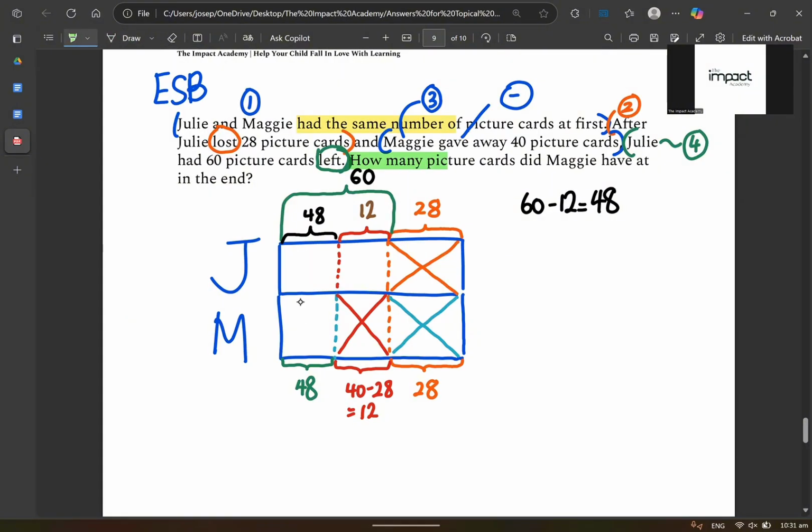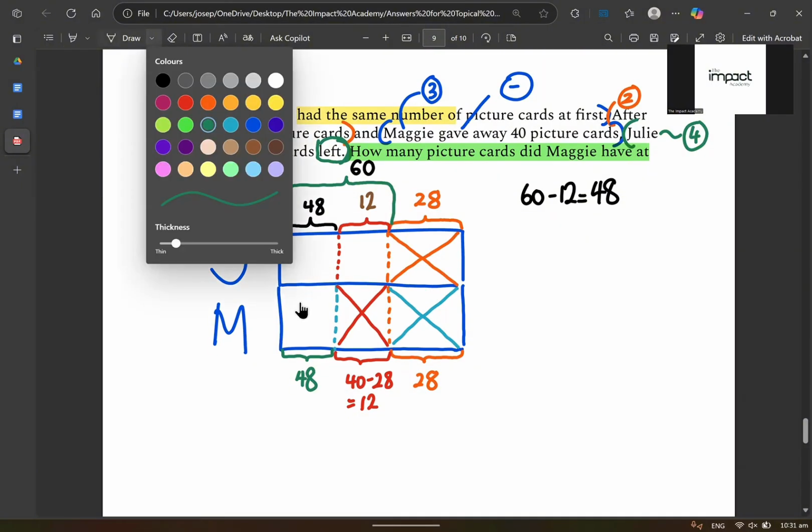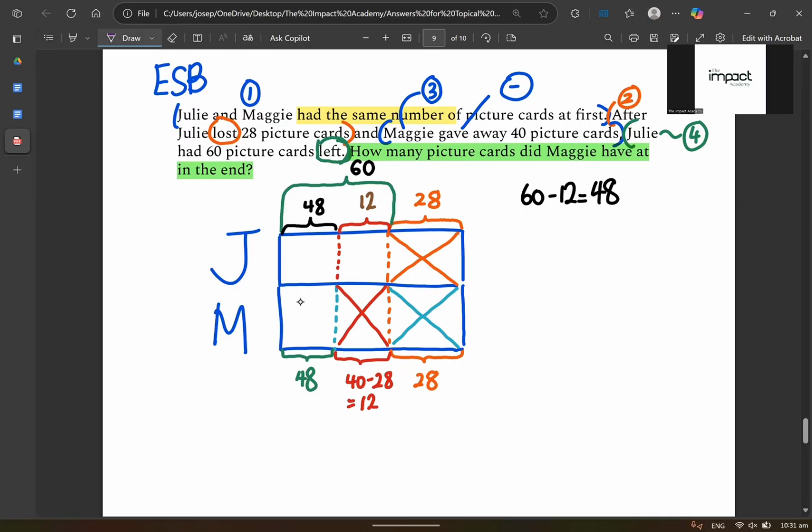Let's read the final part. Okay, can you all read this question loud and clear for me? Okay, if you can read it super loud and clear. Ready? 1, 2, 3, let's go. How many pictures has the Maggie in the end?